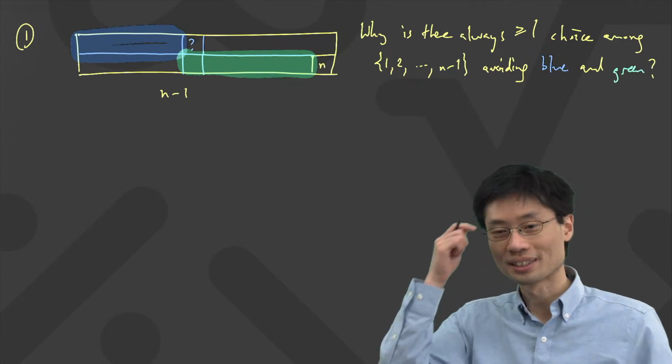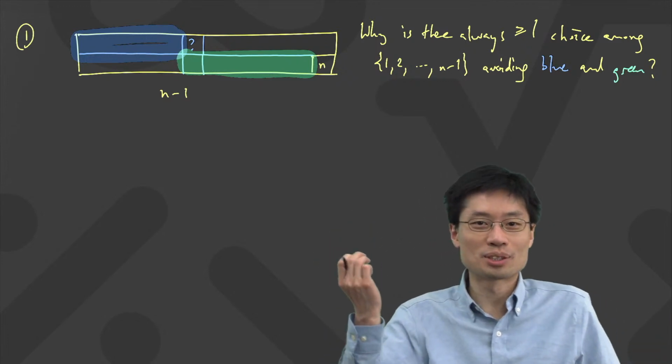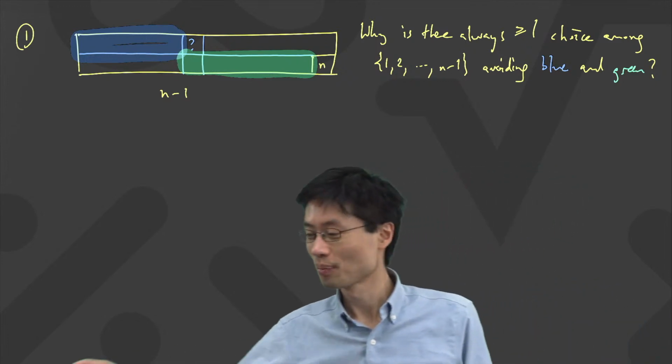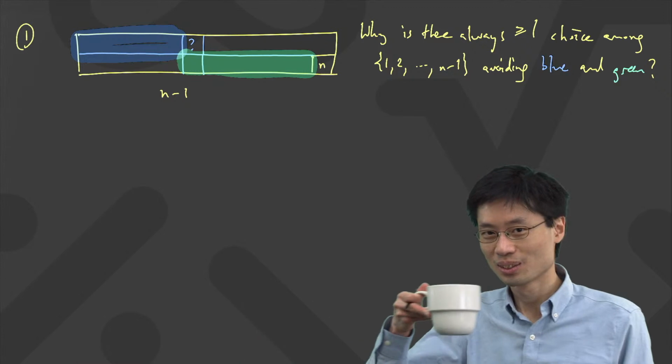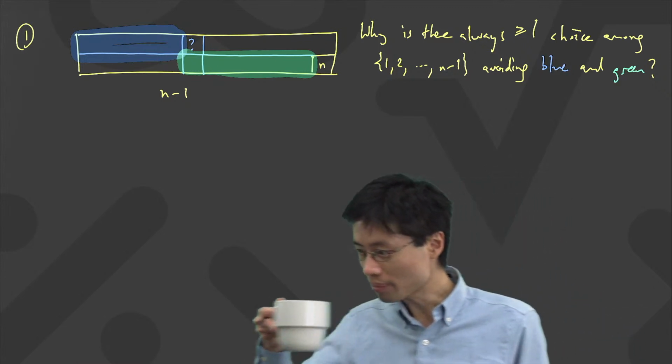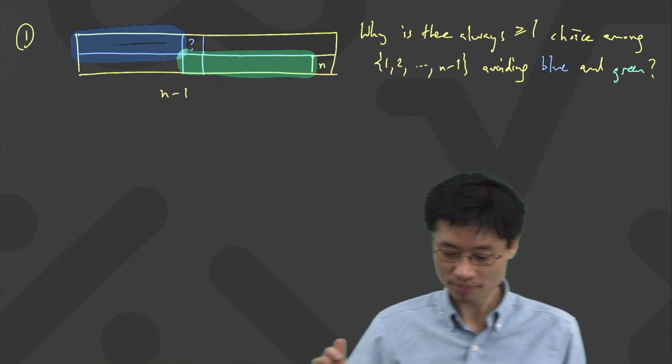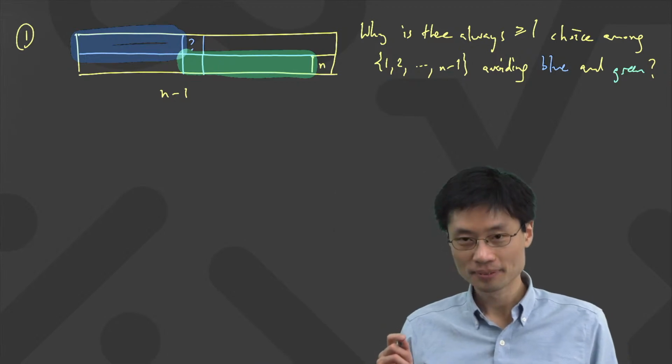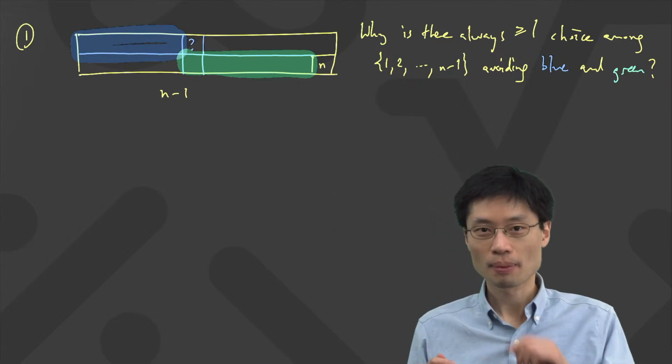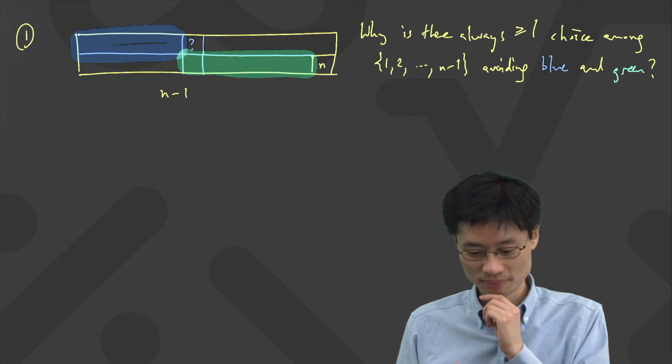How do I know I have a choice? I mean, if I have no numbers to choose from, I'm just dead. But why is there a number? Braden. Well, you're choosing from the numbers 1 through n, and you only have n minus 1 numbers at max that you can't choose from. So there has to be at least one which is available.